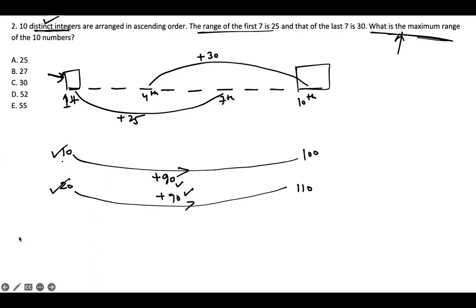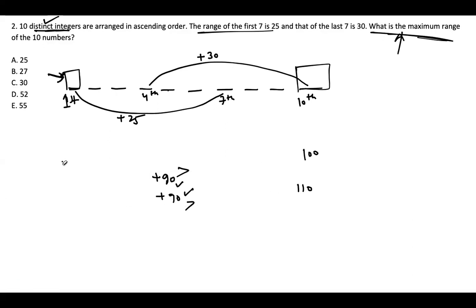So you can assume any value to be the minimum value. It says distinct integers, so I'm assuming the value to be 1. You can assume the value to be 2 and you'll get the same answer. If this is 1, what will be this value? 26, and the 10th value will be 31. And what will be the fourth? No. If this is, you need to maximize it.